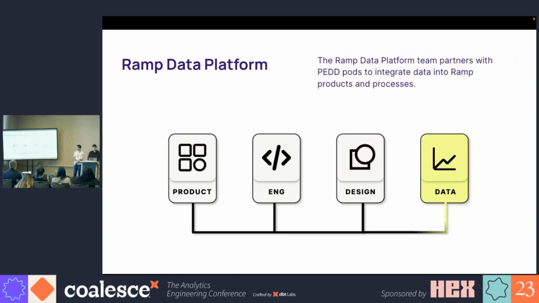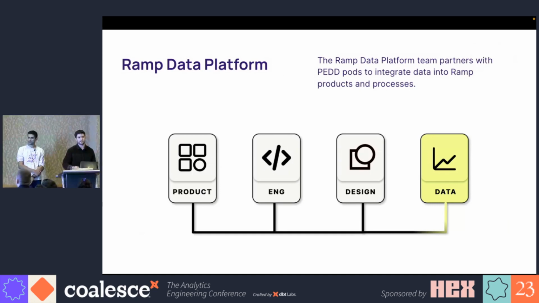So Ramp's data platform team, which I lead, you can kind of think of us as a hybrid DevOps and data engineering team. We're both building the infrastructure and tools to enable Ramp to realize value from data, but also we're spearheading the building of applications on top of that platform and partnering with stakeholder teams to do that. In terms of stakeholder teams, Ramp has its own spin on EPD pods. It's basically EPD pods plus data, so it's better.